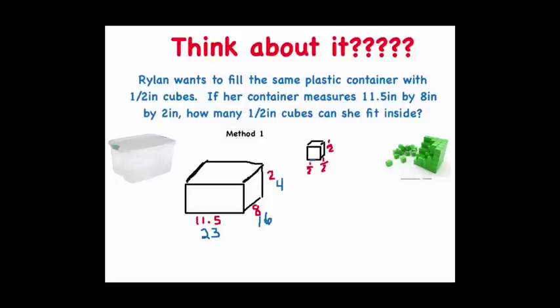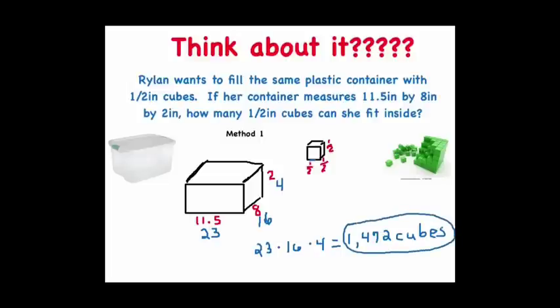So now you can take the new measurements and multiply them together. So you can take 23 times 16 times 4, and it will give you a total of 1,472 cubes. So you can fit 1,472 cubes into this container.